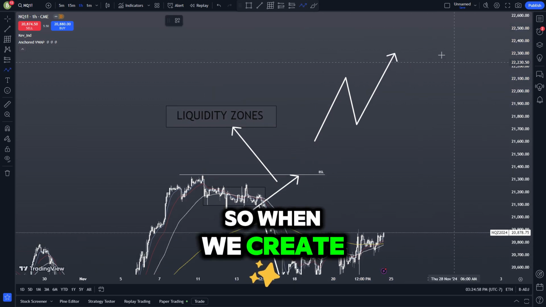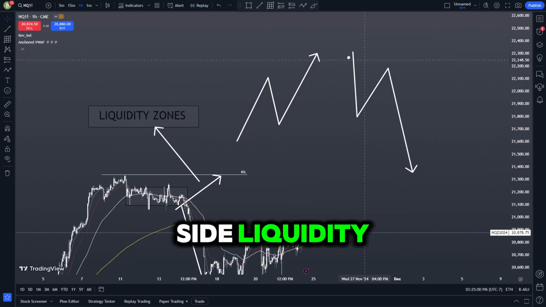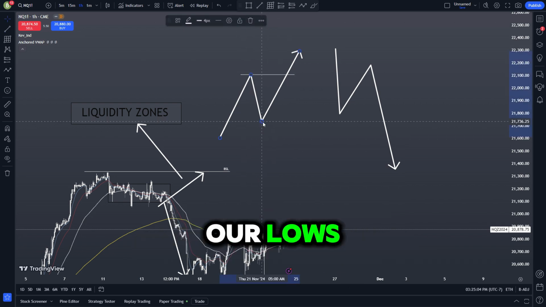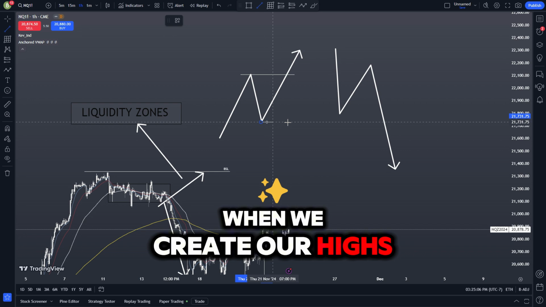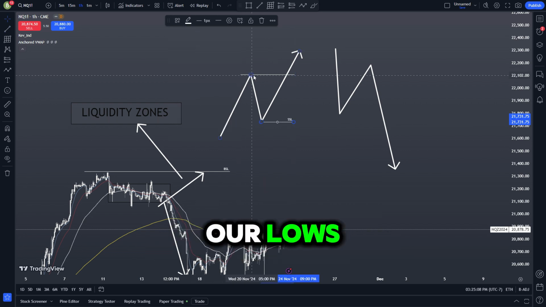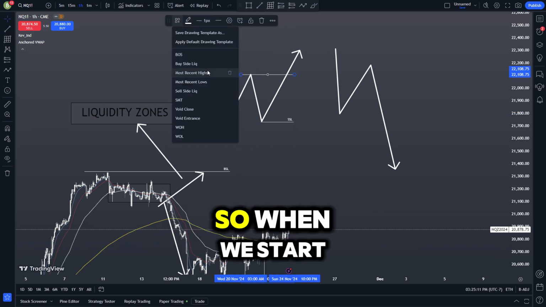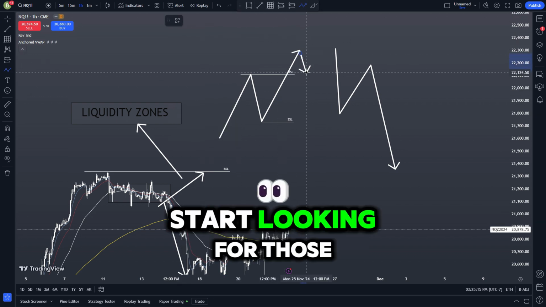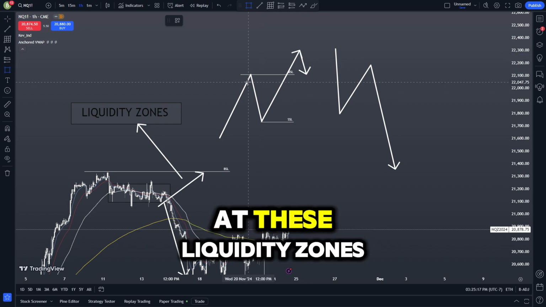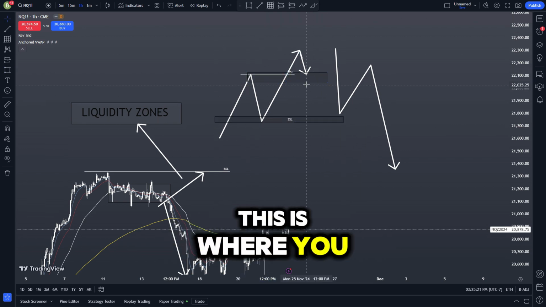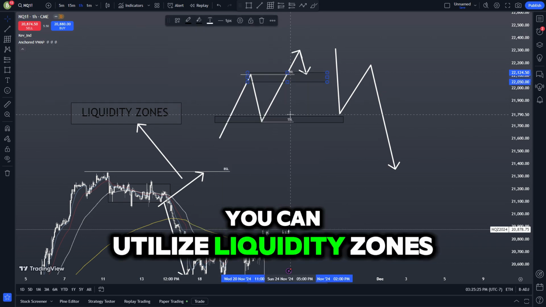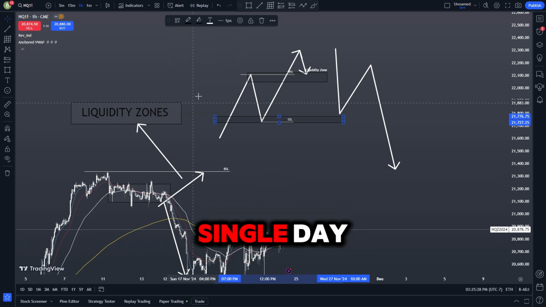So when we create sell side and buy side liquidity, we're creating our highs and our lows. When we create our highs, it's buy side, and when we create our lows, it's sell side. So when we start to displace, this is when we can start looking for trade entries at these liquidity zones. This is where you can start looking for your trade entries, and this is how you can utilize liquidity zones in your trades every single day.